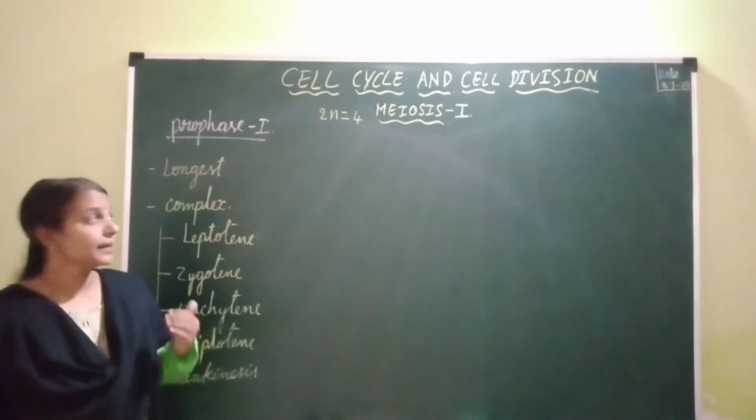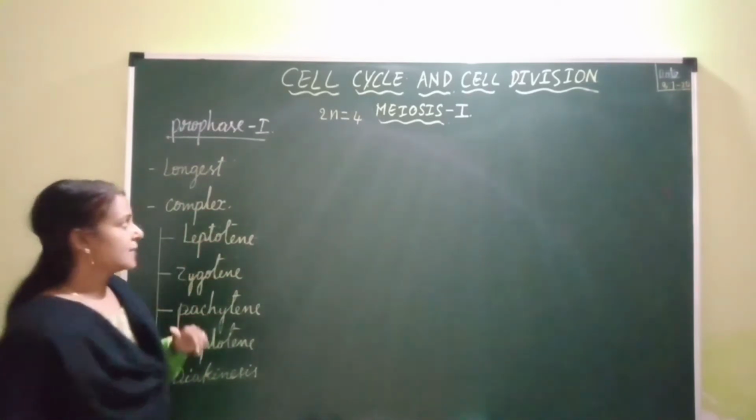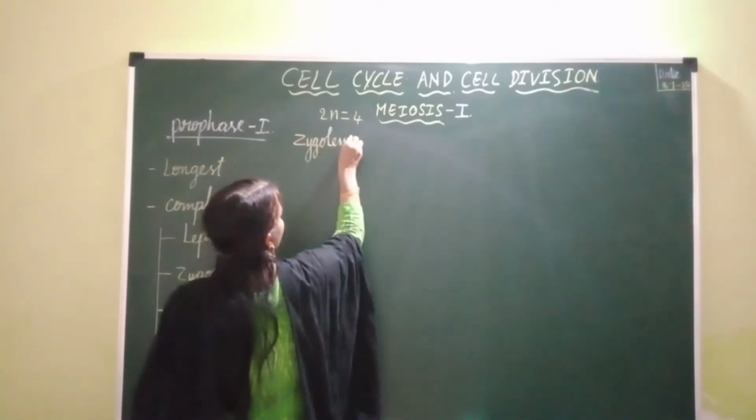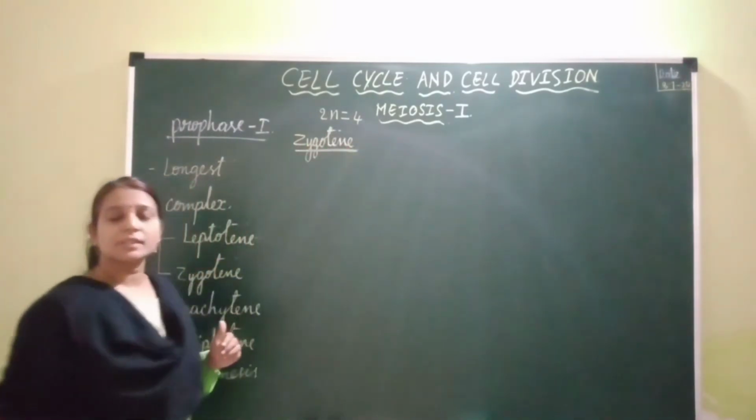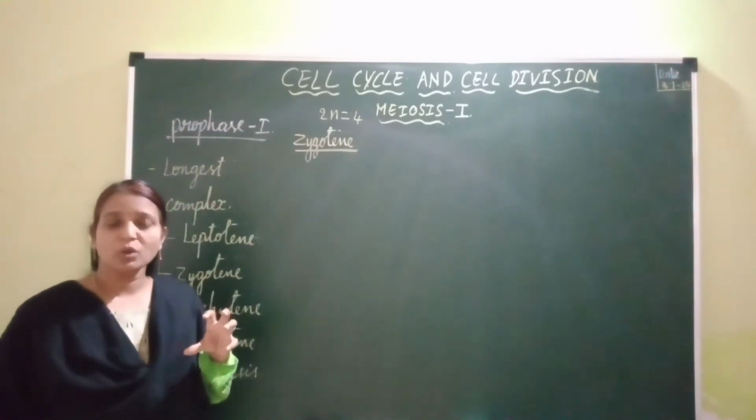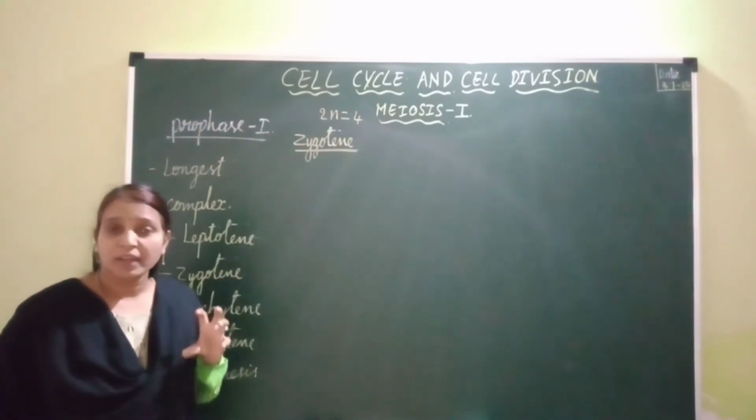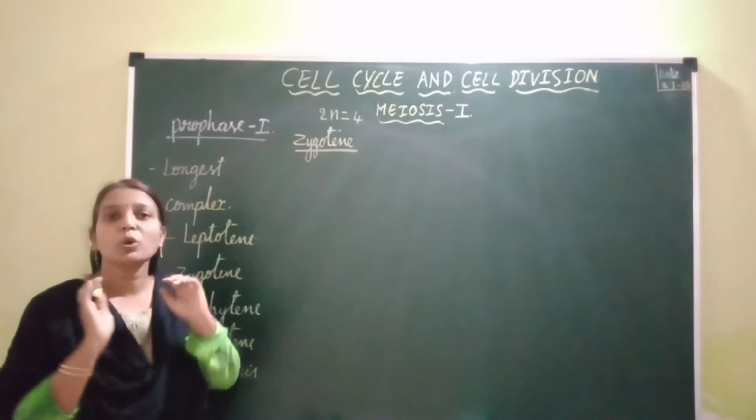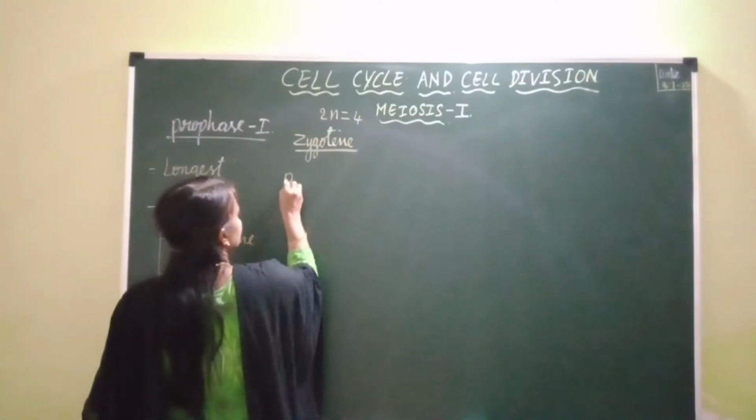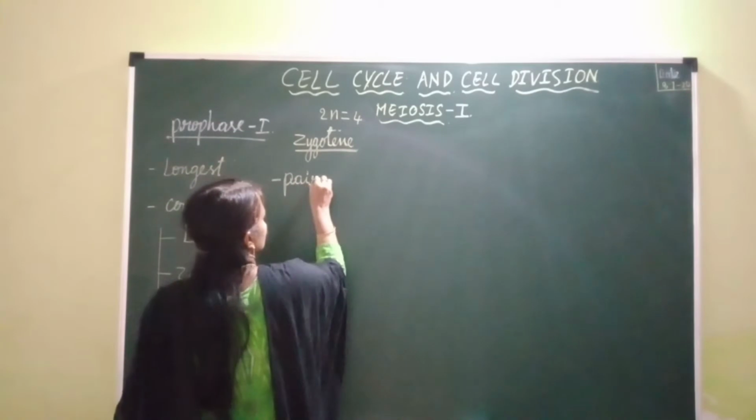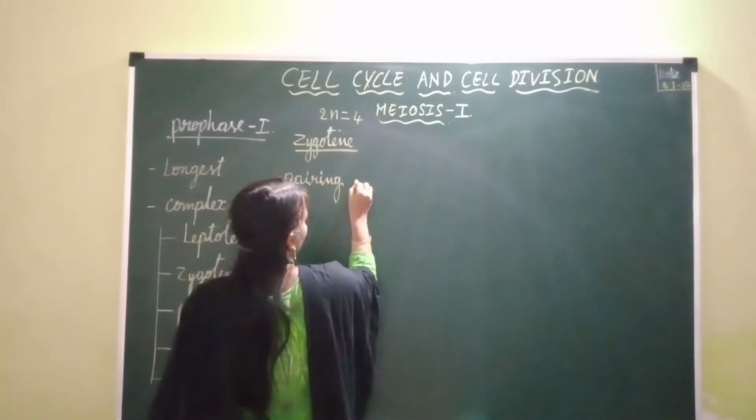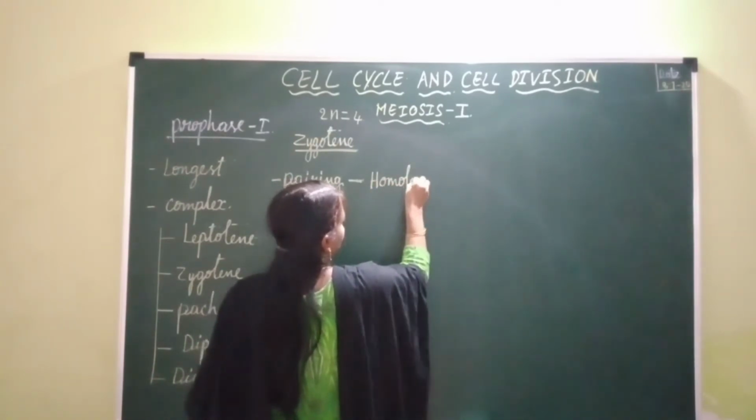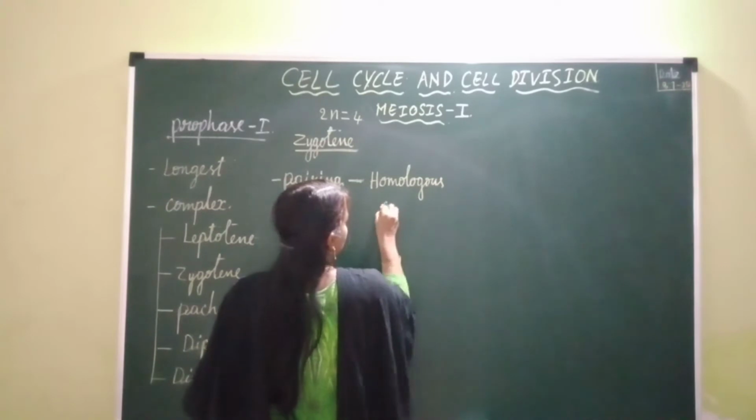So let's start with the next stage of Prophase-I, that is zygotene. During zygotene, pairing occurs between homologous chromosomes. So pairing occurs between maternal and paternal chromosomes which are homologous to each other.